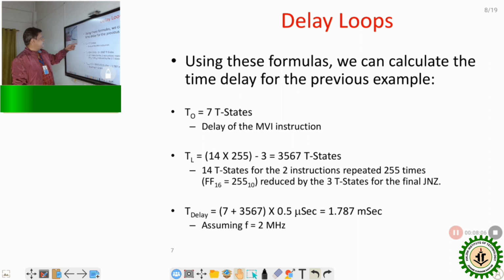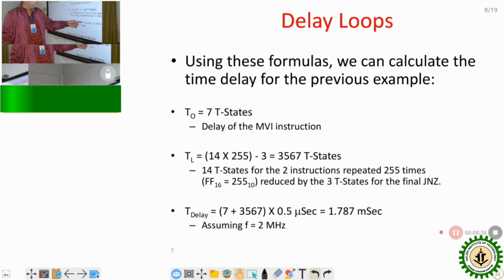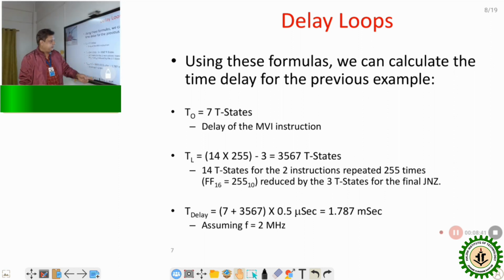Now there is one instruction outside the loop, and that is the MVI instruction. This will be executed only once. In that case, I have to add these 7 T states to the actual result. So in total for these 3 instruction segments, I am getting 3567 T states. And these T states will generate a delay of how much? Since the frequency is 2 MHz, 1 T state is 1 clock pulse, which is 1 by 2 MHz, which is 0.5 microsecond. So the entire delay time generated is 1.787 milliseconds.